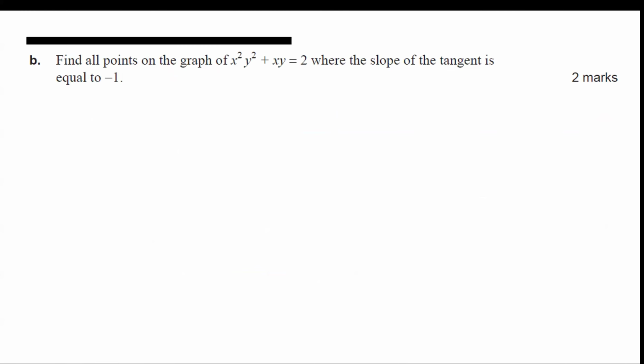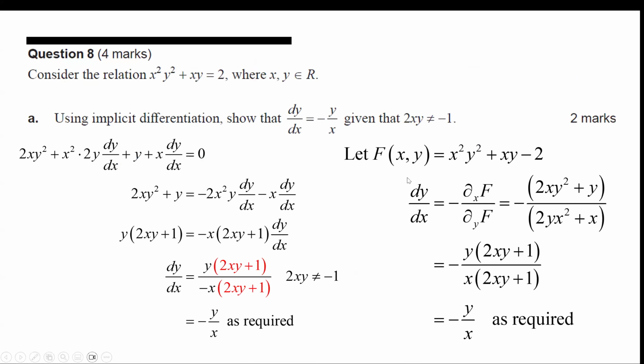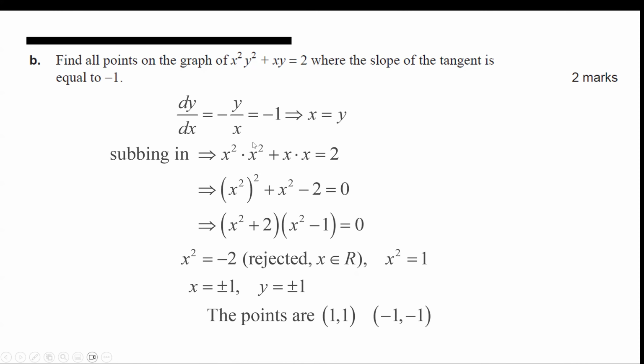Find all points on the graph where the slope of the tangent is equal to -1. Remember, this part B comes immediately after part A. What is the slope? The slope is given to you. So all you need to do is equate the slope to -1, and you get -y over x equals -1. So x must equal y. But these points are along y equals x. So where do these lines intersect the original curve? We want the points on the curve, not just on y equals x. So you will need to use this equation and sub into the original curve relation here.